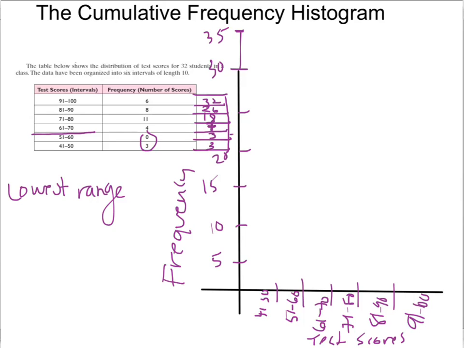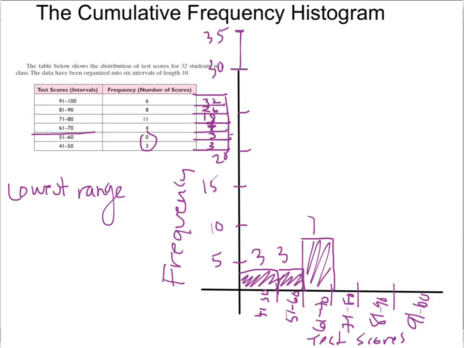Okay, so we start with the lowest range. So from 41 to 50, 3 students had been there. So it's a little bit more than halfway. Okay, and then from 51 to 60, we have just 3 students again. Okay, and then we go up to 7. So 7 is right here about.